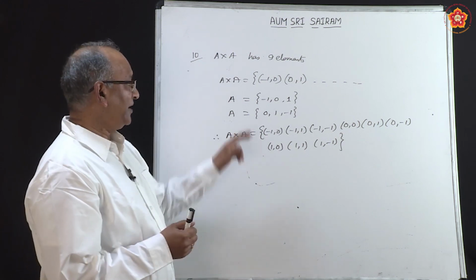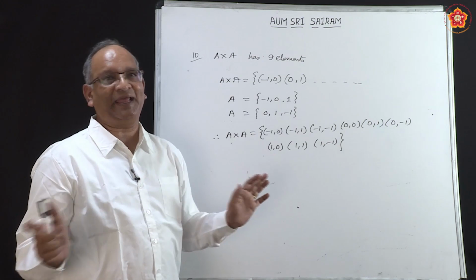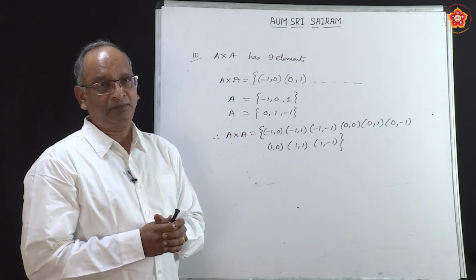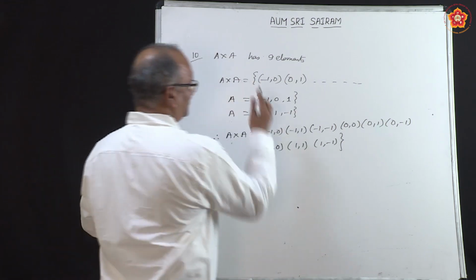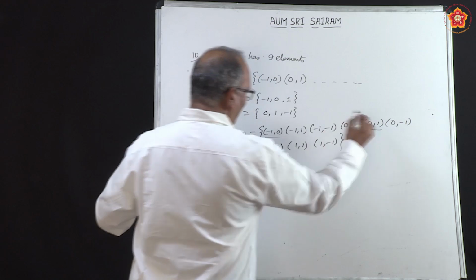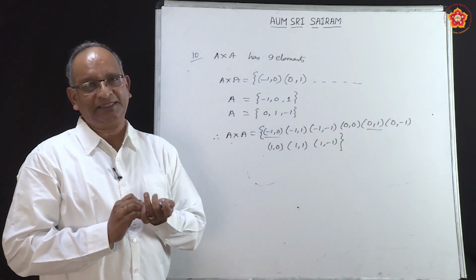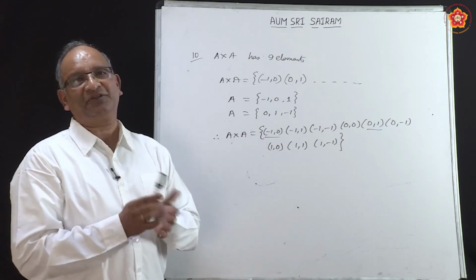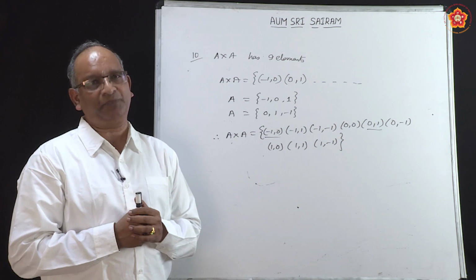So, we have found out the set A with the help of 2 elements out of the 9 which are given, and we also wrote the other pairs. See, only these 2 pairs were given, minus 1, 0 and 0, 1. The rest of the pairs we have written from our side. So, in this manner, without much difficulty, we can solve the problems on Cartesian product.